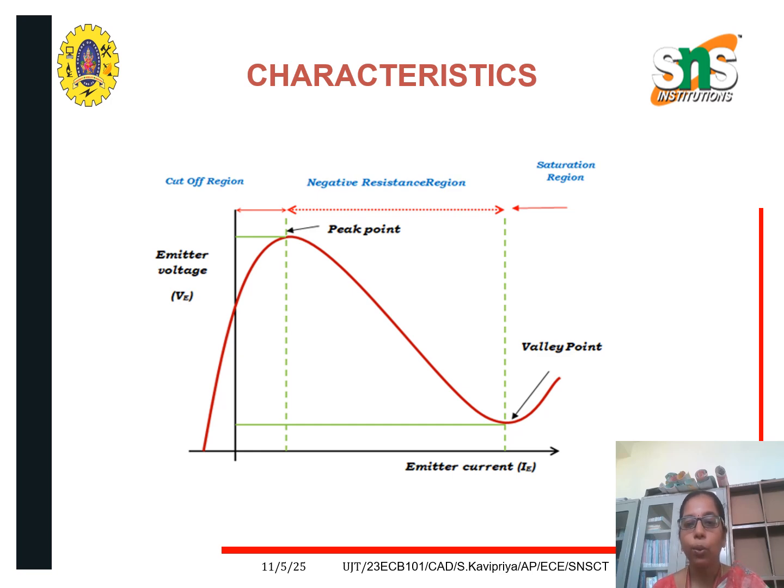So when we apply the voltage, this emitter voltage increases. As the current increases, the voltage also increases up to the peak, then decreases until the valley point, and then increases again.